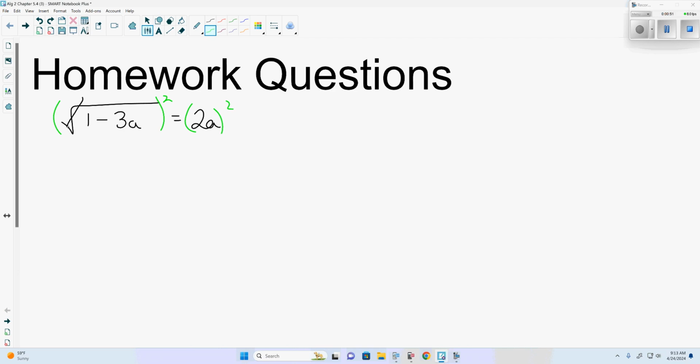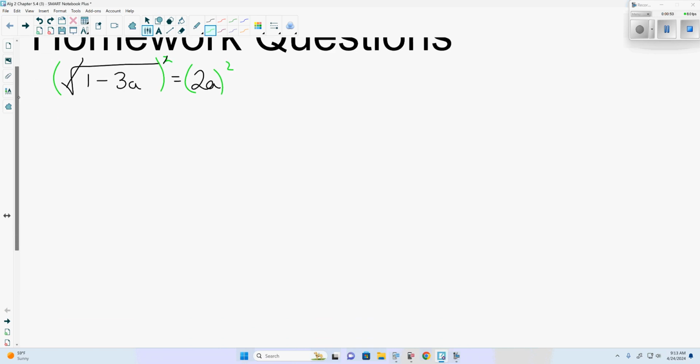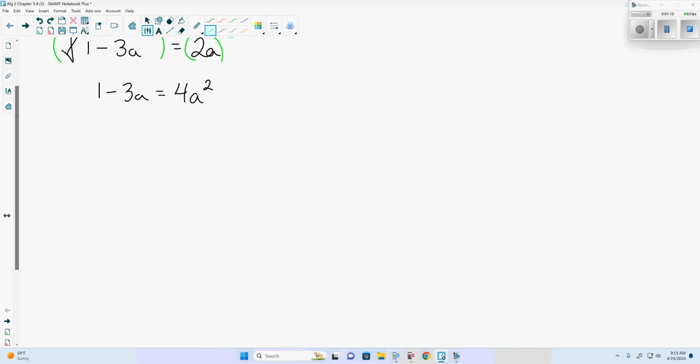On the left-hand side, our square root and square would cancel, leaving us 1 minus 3a is equal to the right-hand side, we have 2a squared. Now, since there's not a plus sign or something in the middle, we can actually square both terms. We're multiplying it by itself, because 2a times 2a is 4a squared.